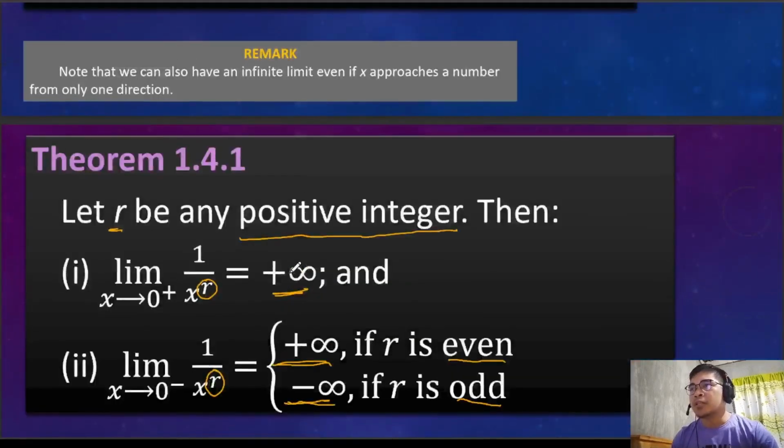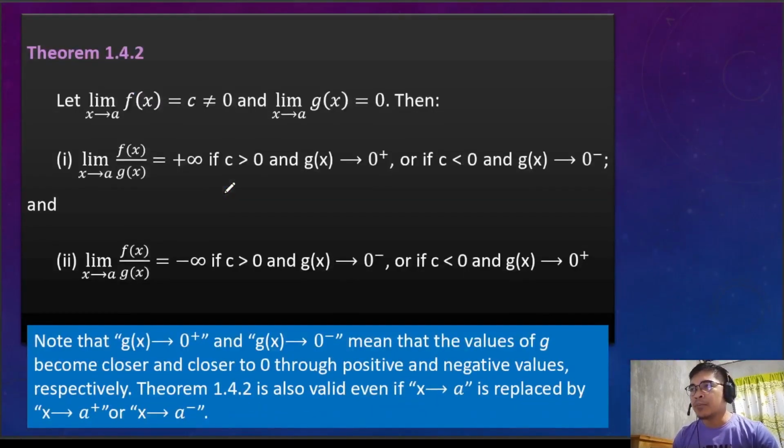Okay? So this theorem will work only if our numerator is 1 and denominator, we have these cases. So that is theorem 1.4.1. Now we have theorem 1.4.2. Take note, let limit of f of x as x approaches a equals c, and c is not equal to 0. And limit of g of x as x approaches a equals 0. So our g of x, the limit of that must be 0.